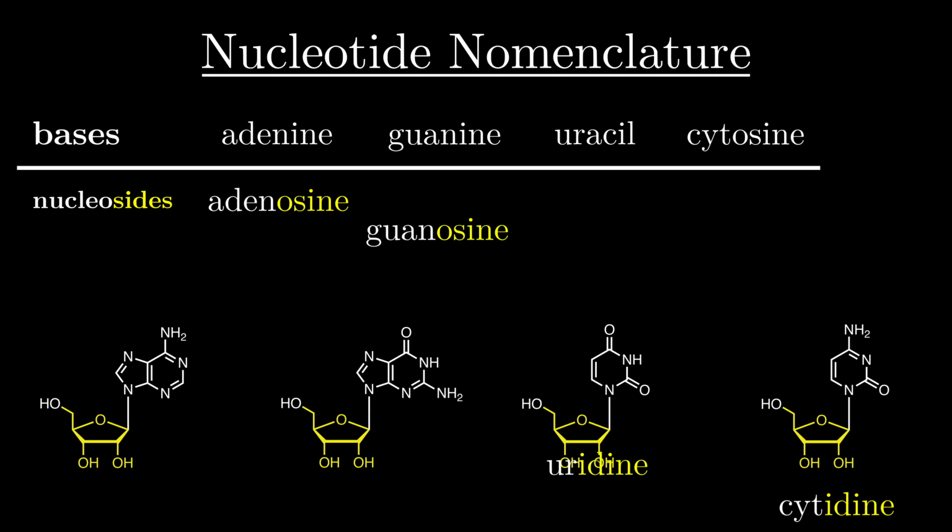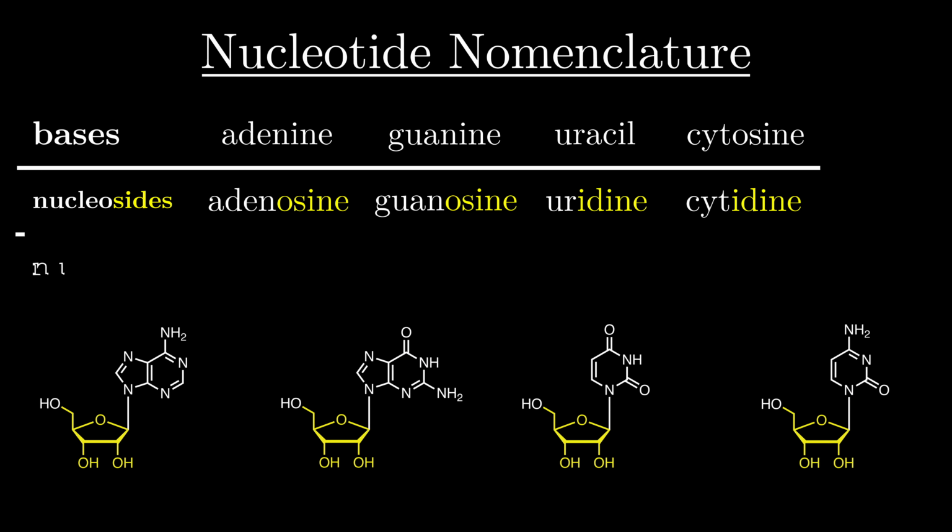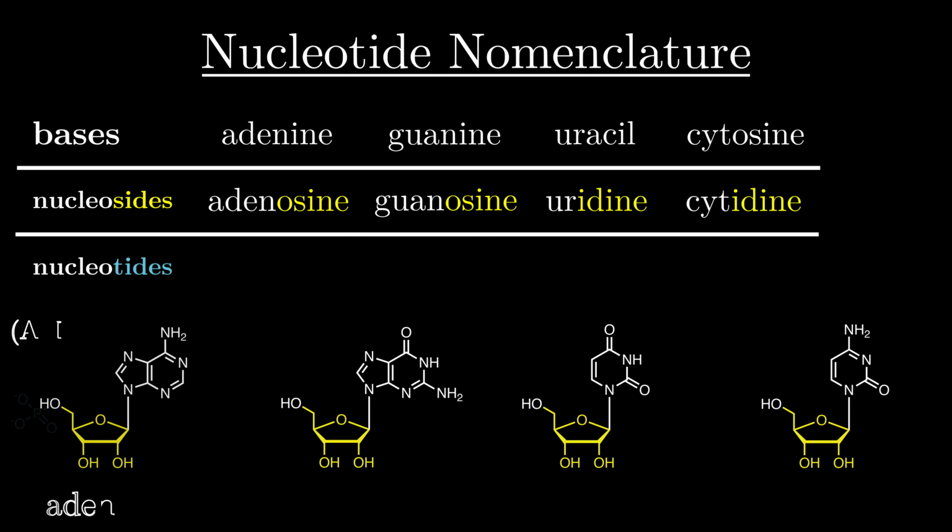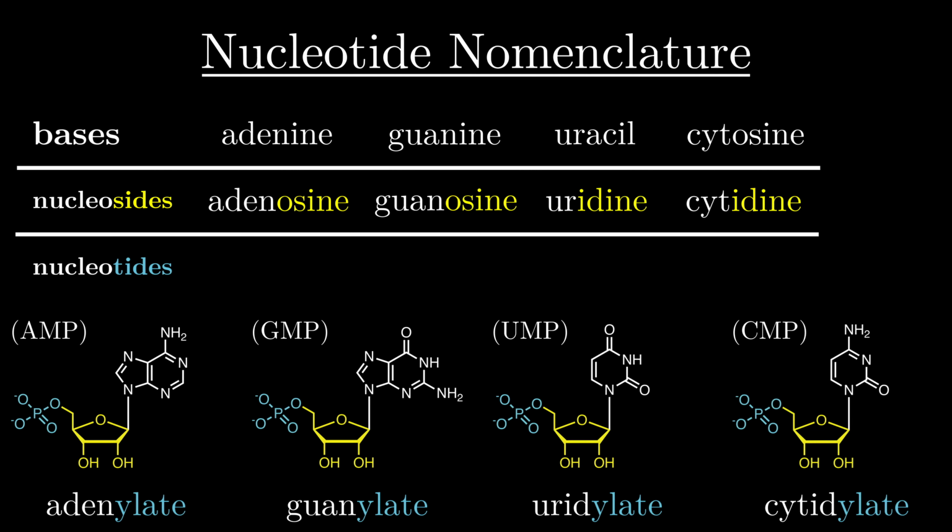If we add a phosphate onto the 5' position of these ribonucleosides, then we have ribonucleotides. Again, they have different names now, ending in -ate. And additionally, they have 3-letter abbreviations ending in NP. For example, adenylate is abbreviated to adenosine monophosphate, so the nucleoside name plus monophosphate.